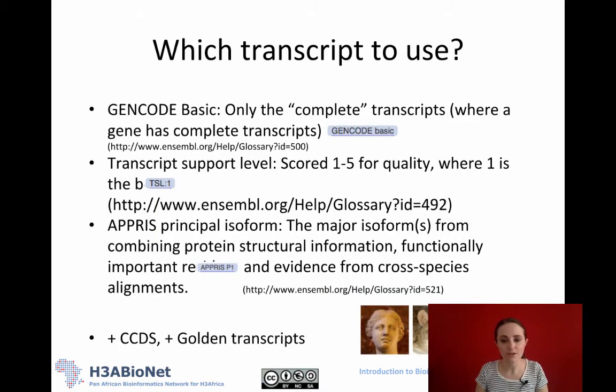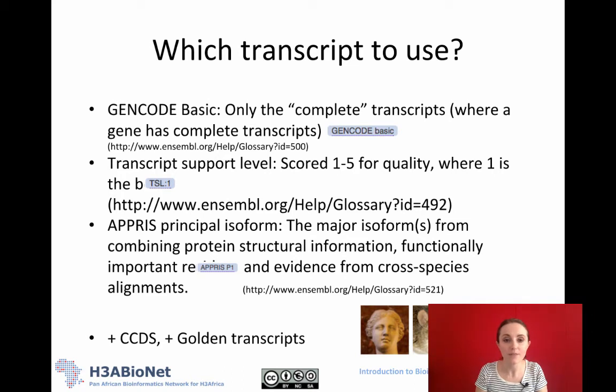When you start to look at transcripts, you'll see that some genes have quite a lot of transcripts, and it's sometimes necessary to filter. One of the ways that you can filter is using GENCODE basic, and this represents only the complete transcripts where a gene has a complete transcript. We will use fragments: if there's a fragment of a protein, we will plot that onto the genome, and that may be labelled as 5' incomplete or 3' incomplete, or both. If you want to exclude those, if you only want the things that are finished, then you can use GENCODE basic.